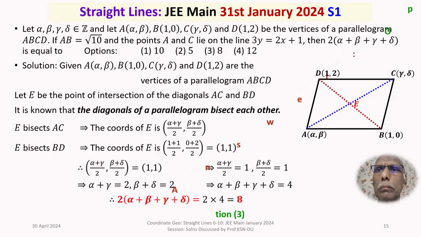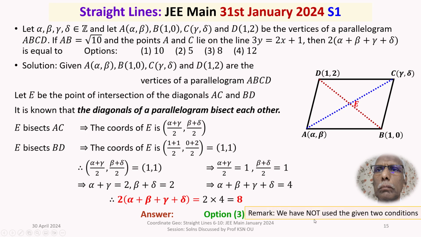And that is the detailed discussion of the solution of this problem. It is a very simple and straightforward question. But note down, I make a remark, that we have not used these two conditions: AB is equal to root 10 and the points A and C lie on this line 3y is equal to 2x plus 1. But still, without using these two conditions, we have got the answer. We make that as a remark. We have not used the given two conditions.